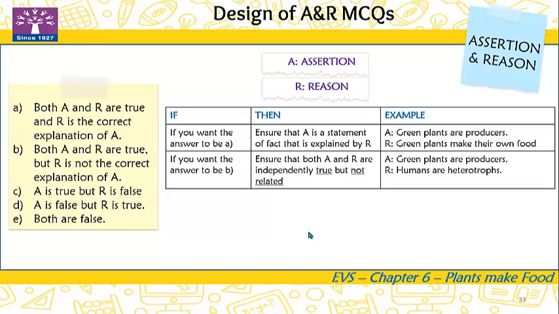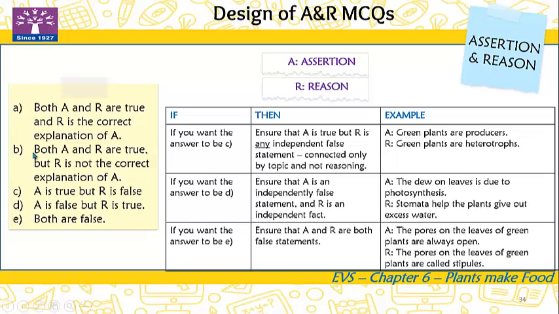Now, these are the options that the students may get. Both A and R are true, and R is the correct explanation of A. Both A and R are true, but R is not the correct explanation of A. A is true, but R is false. A is false, but R is true. Or both can be false. Mostly the last statement is not given, but the first 4 options are always there.